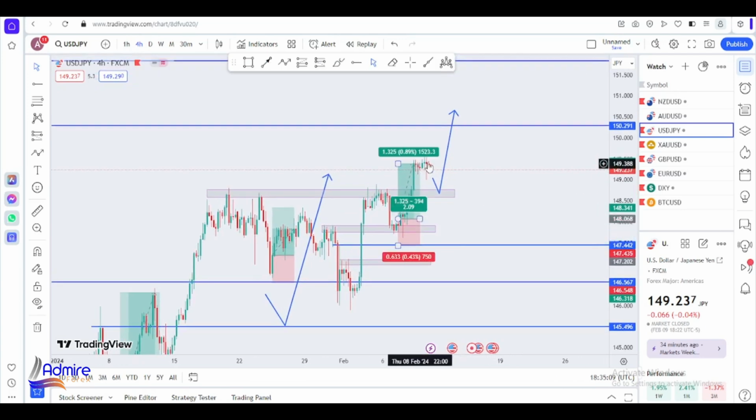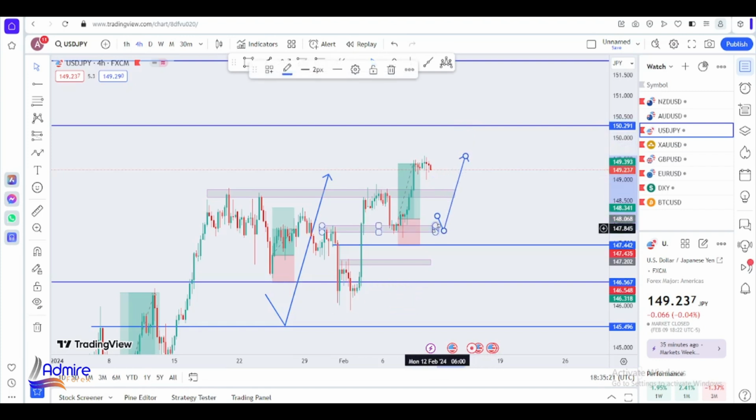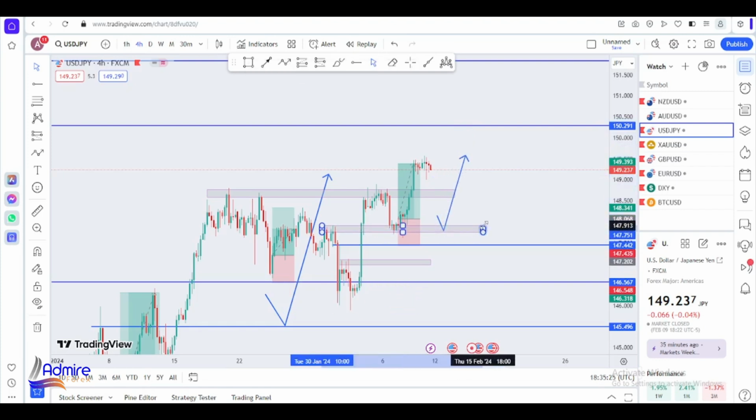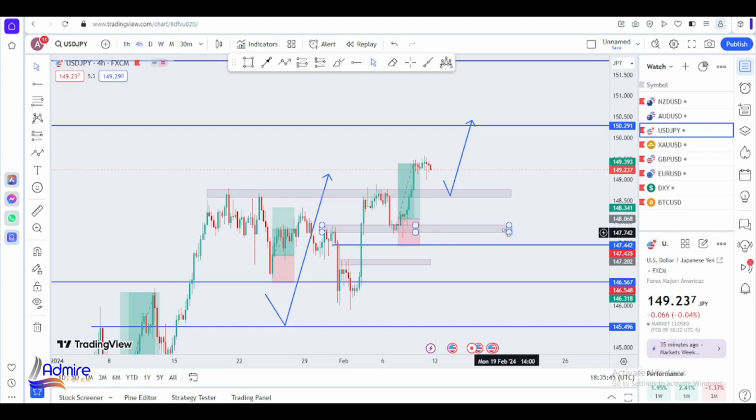So the first level, we'll be looking out for price to come into this area of the 148.725 area and a bullish continuation to the upside, or price to come into this next zone, which is this support here. Let me extend that a little bit. Which is this support here of the 147.867 area. So either of these two zones are the areas we are looking for price to give us a bullish continuation to the upside. Let me extend this. So we'll keep this here. So that's it for USD JPY.